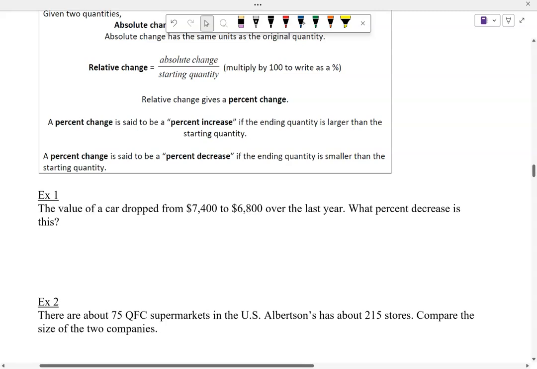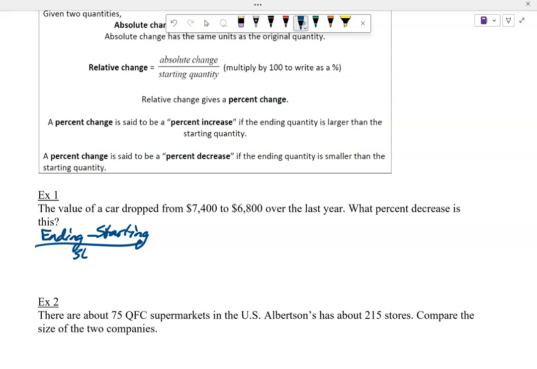So let's do this first one. I'm thinking to myself, what's the ending price minus the original starting price, and I'm going to compare it to the original starting price, and that'll tell me the percent, in this case, percent decrease. So it went from a $7,400 value down to $6,800. Cars obviously go down in value, so it ends up at $6,800 a year later. Maybe you bought it for $7,400, but we're comparing it to the original $7,400.